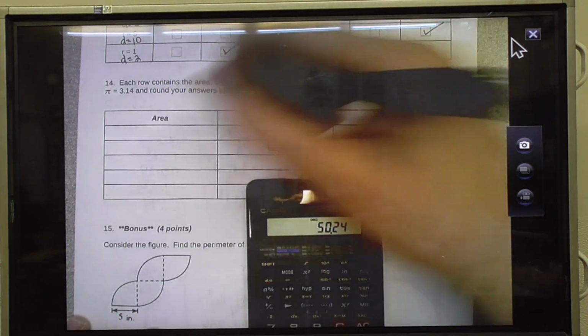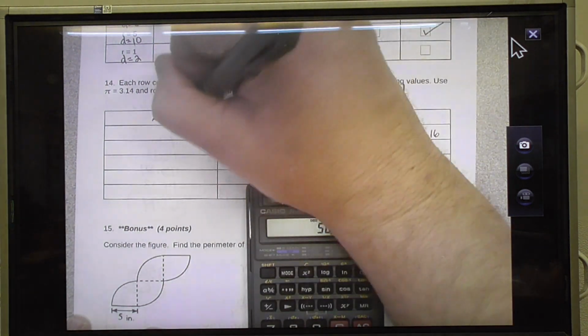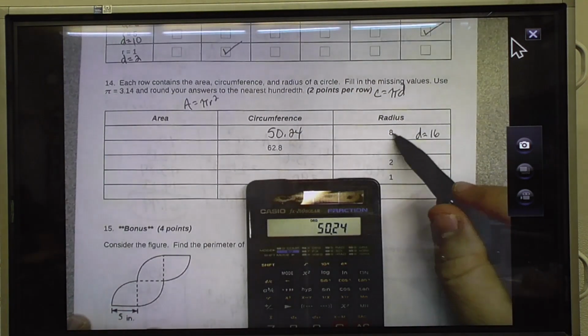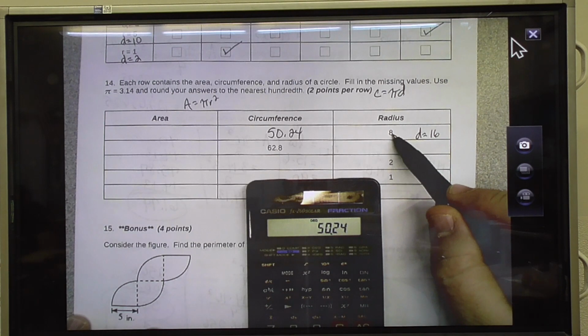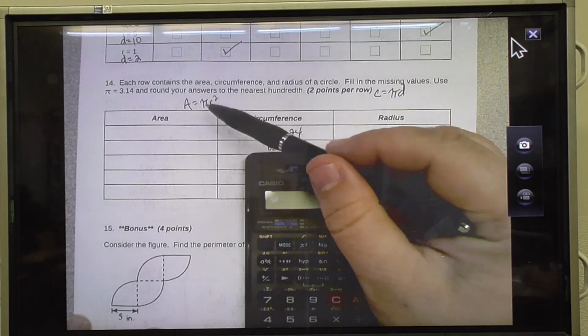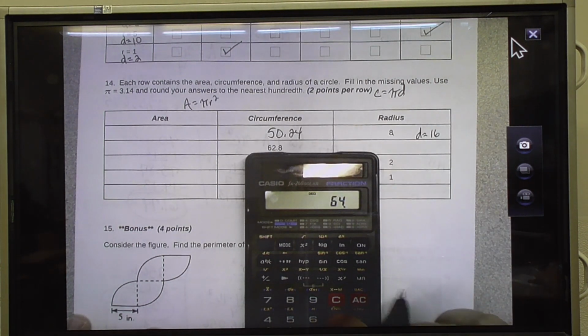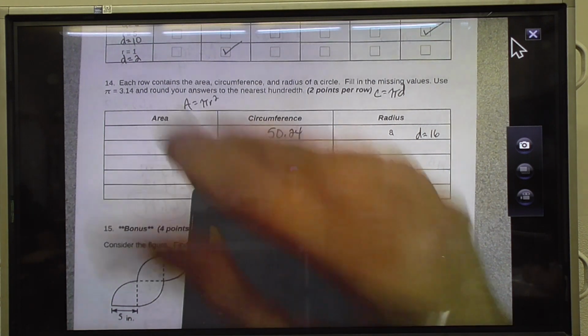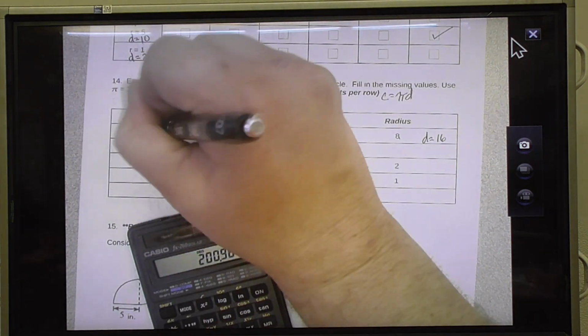And then if I want to find the area, area is equal to pi r squared. They give me the radius right here, it's 8. So if I square that, that's 8 times 8, which is 64. Then I multiply it times pi, 3.14, and that gives me 200.96.